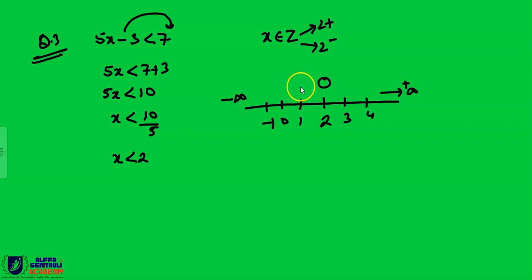What will we include in our solution? 1 will be included because it is an integer. 0 will also come, negative 1 will also come, all the numbers up to minus infinity. So your answer will be x belongs to the open interval from minus infinity up to 2, with all these numbers coming as the solution.